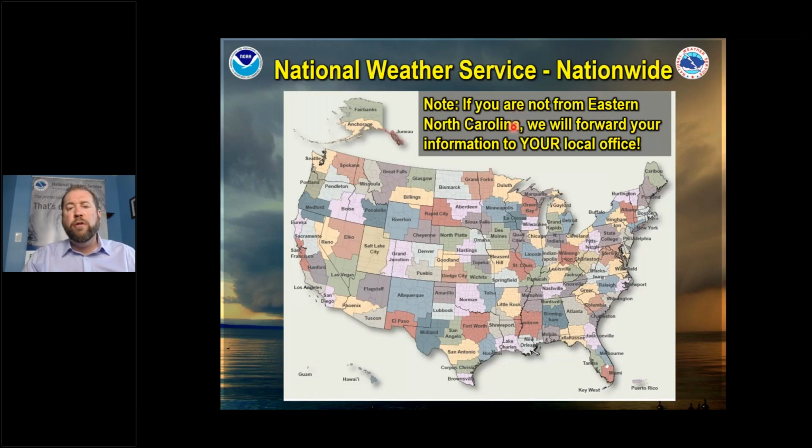So a little overview of the Weather Service. We're out of the Morehead City office. I know most of us are from Eastern North Carolina. We've got some folks joining us across the country. That's perfectly fine. I will encourage you to hook up with your local office.